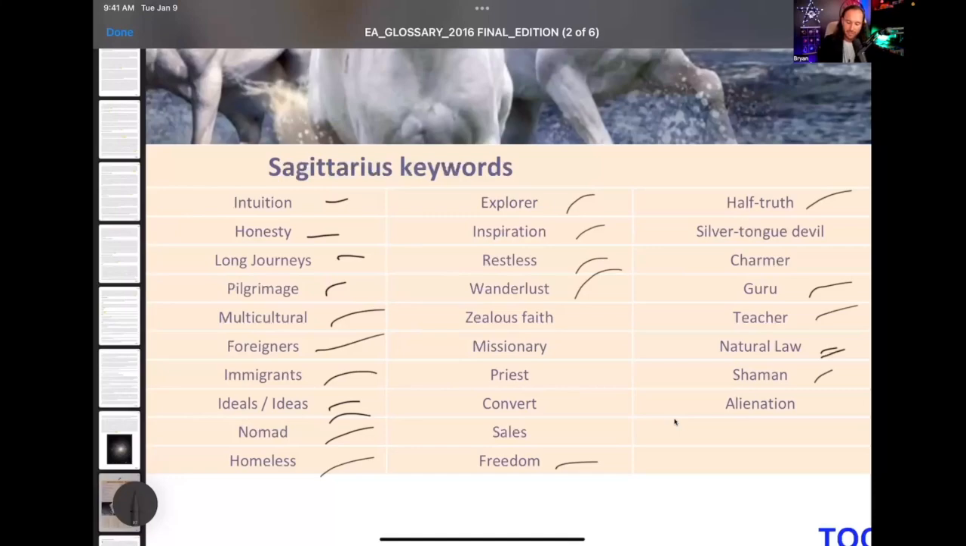The shaman and alienation. The fire signs all get a little alienation because there's a special destiny to fire energy, which Jupiter is. It rules a fire sign, it has that in it too.